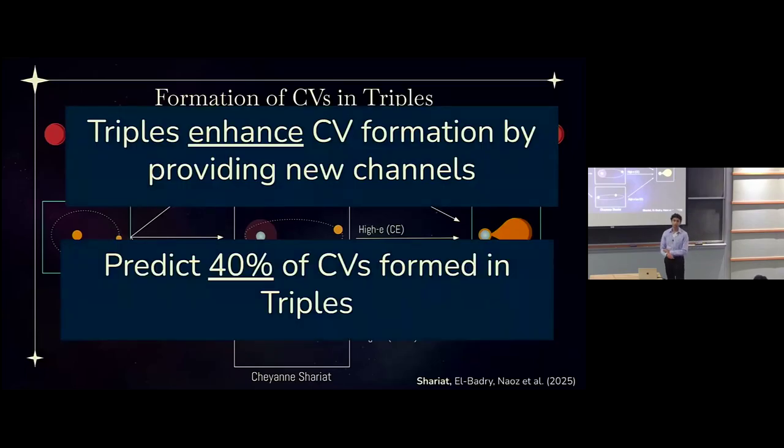And so it turns out that triples are crucial for the CV population, and we predict that 40% of CVs in the galactic field form through one of these triple channels. That is greater than 0.